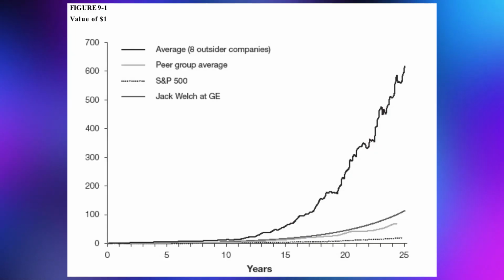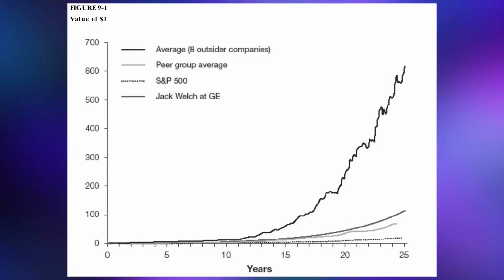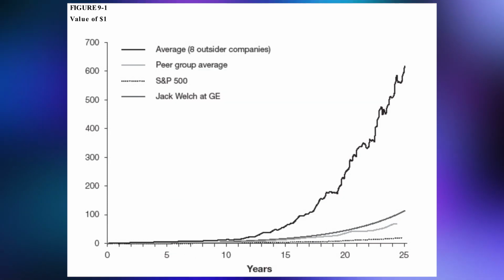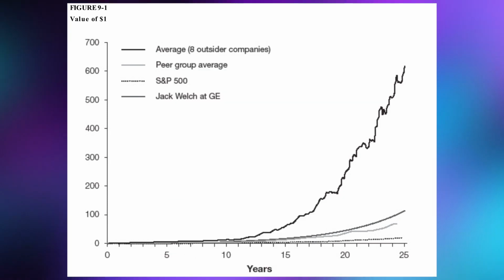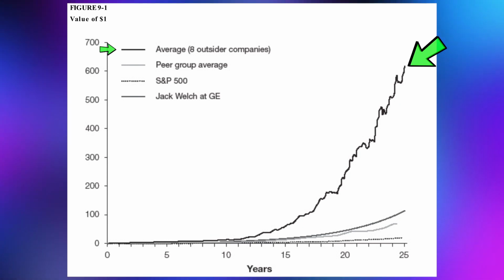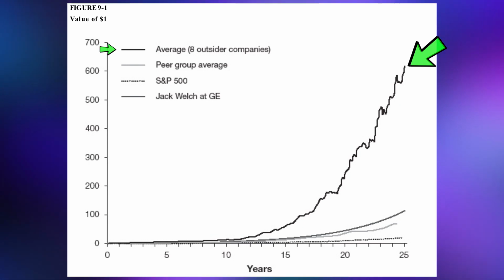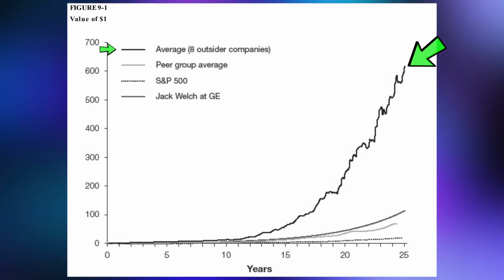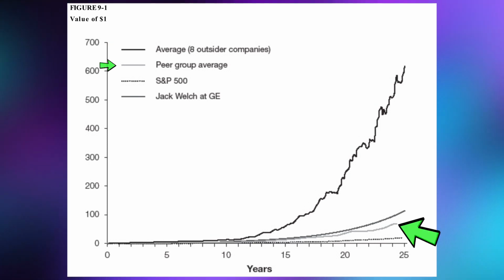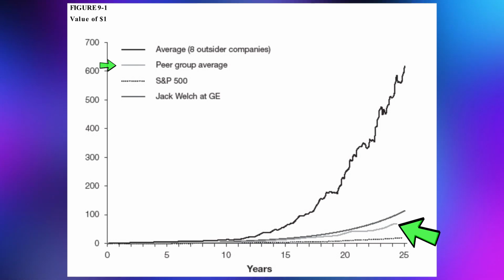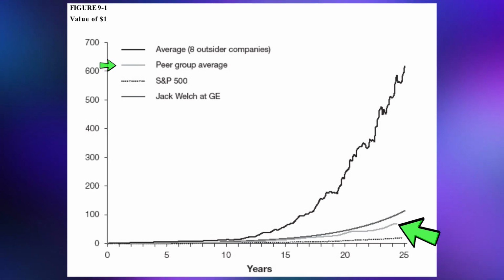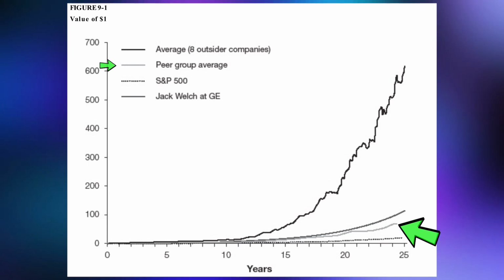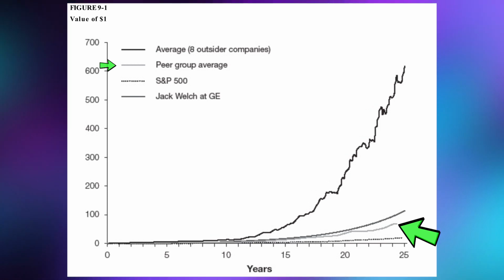This chart here comes from another one of my favorite investing books called The Outsider CEOs, and it shows how $1 invested would have grown over a period of time. This line represents how a $1 investment would have grown if it was hypothetically spread out amongst the stocks of the 8 companies that are detailed in this book. This line represents how a $1 investment would have grown if it was hypothetically spread out amongst the stocks of the competitor companies of the 8 outsider companies.